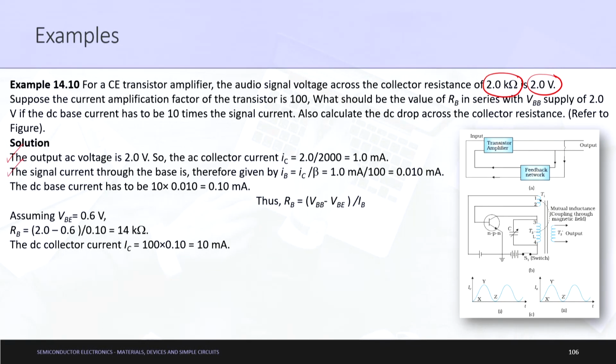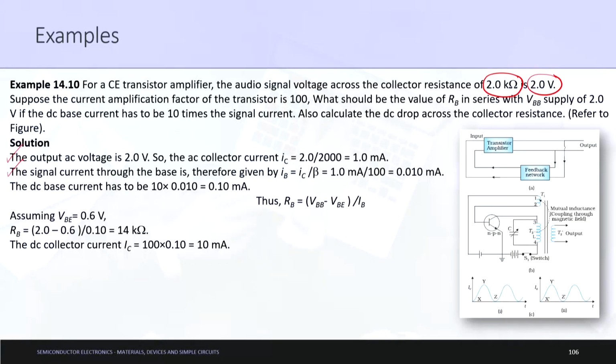Next thing is the signal current through the base is therefore given by, so simple, as the value of beta is given to you, and we also understood in the previous discussion that the value of beta for AC and DC are the same. So, even if it is not given here, we can understand that the value of beta AC is equal to beta DC is equal to 100 here. So, let us use this value of beta for our calculation purpose.